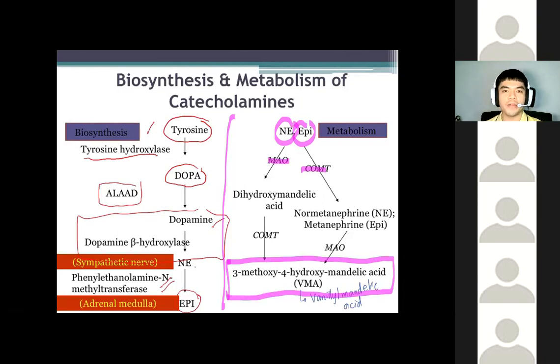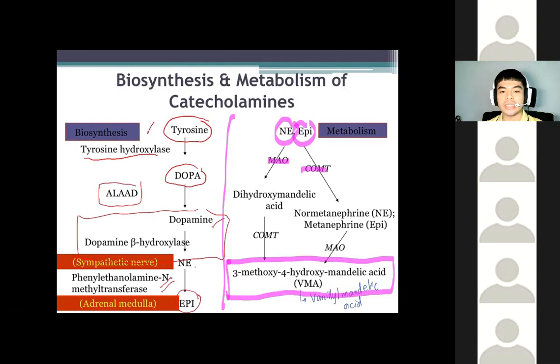So for norepinephrine and epinephrine, we have the degradation product, 3-methoxy-4-hydroxymandelic acid or VMA. Now, as you remember, we have 3 naturally occurring catecholamines, right?